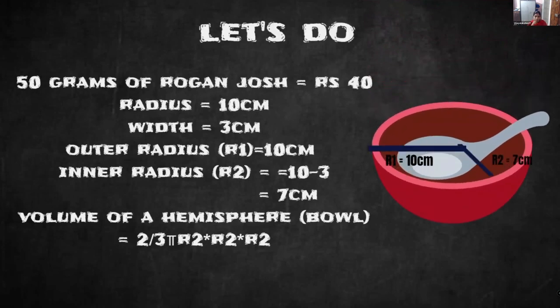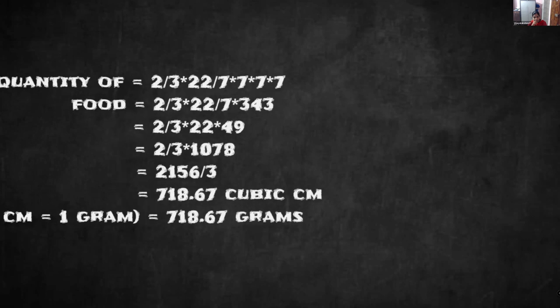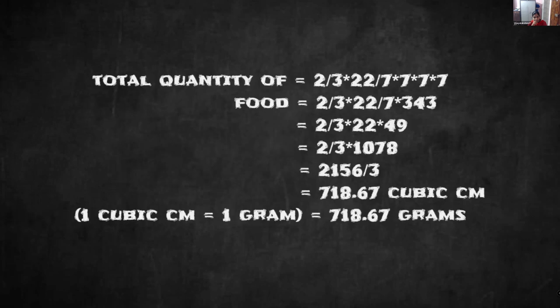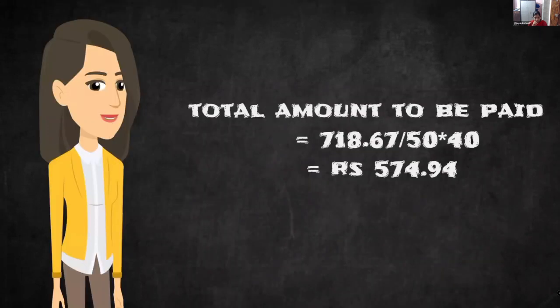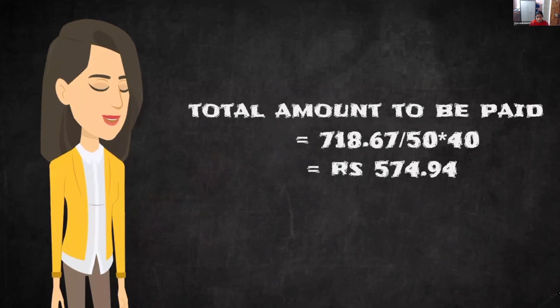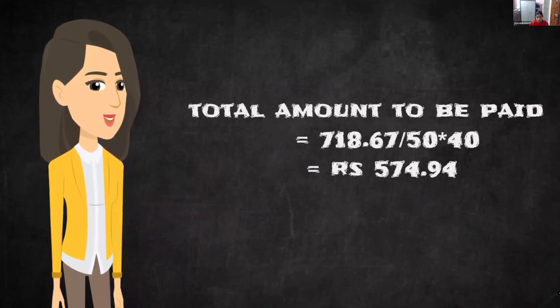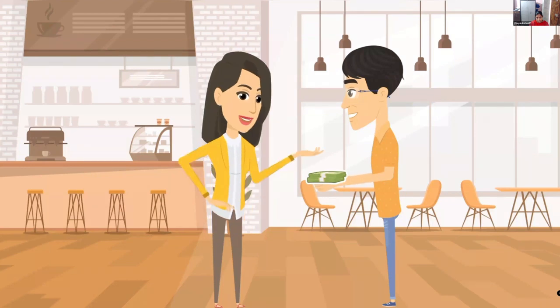Radius equals 10 cm, width equals 3 cm, outer radius R1 equals 10 cm, and inner radius R2 equals 10 minus 3, that is 7 cm. One hemisphere of the bowl equals 2 by 3 pi r cube. Total quantity of food equals 2 by 3 into 22 by 7 into 7 cube. Hence, the final answer will be 780.67 cubic centimeter. 1 cubic centimeter equals 1 gram. Hence, 780.67 grams. The total amount to be paid will be 780.67 by 50 into 40, that is ₹624.54. Thanks a lot, sir.